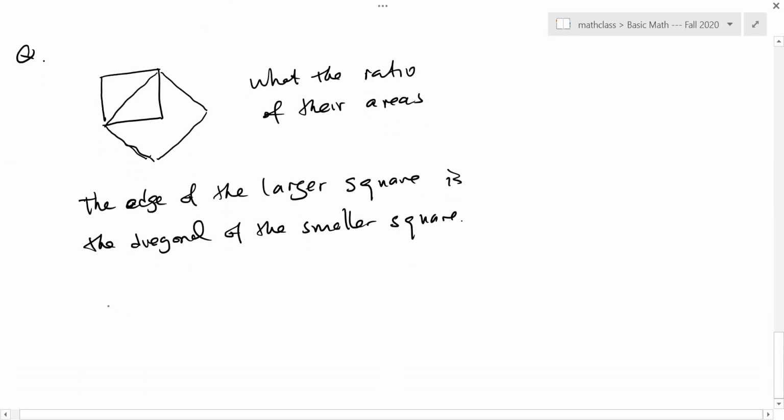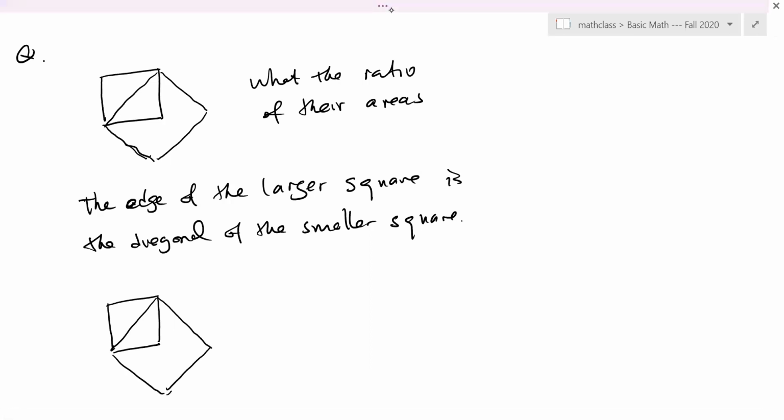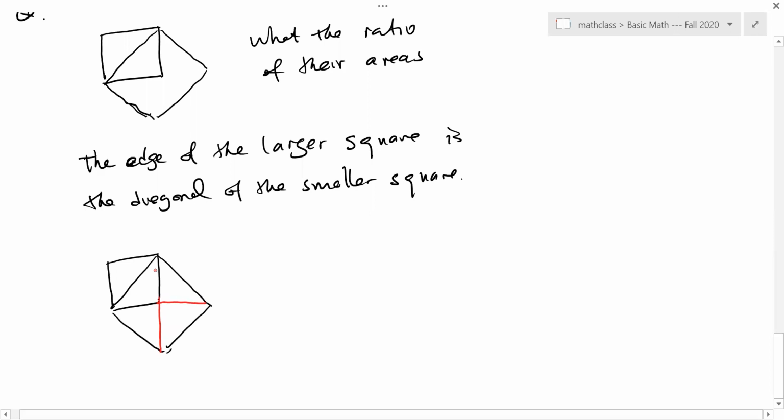Okay. So this is a small square. The other one is a larger square, right? But you can divide the larger square into... extend this line, extend this line. So you can see that the larger square contains 4 triangles. The smaller square contains 2 triangles.